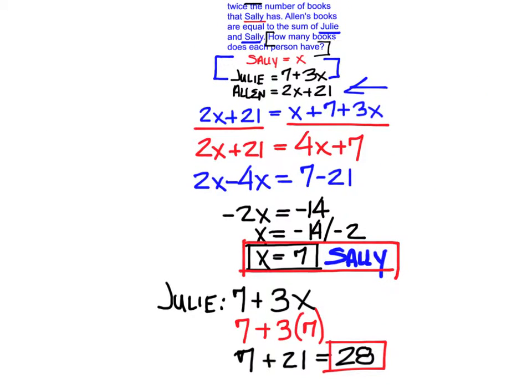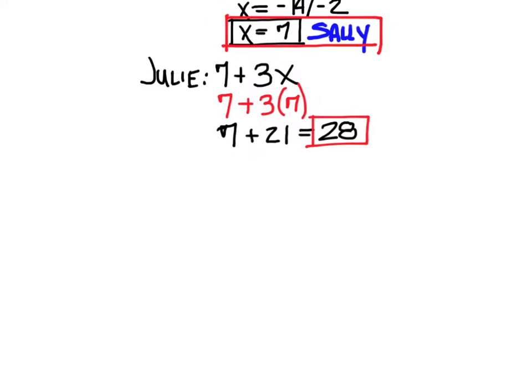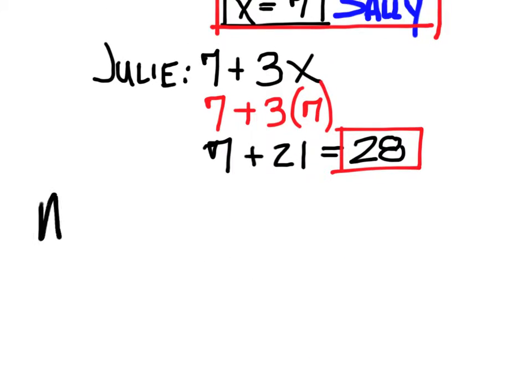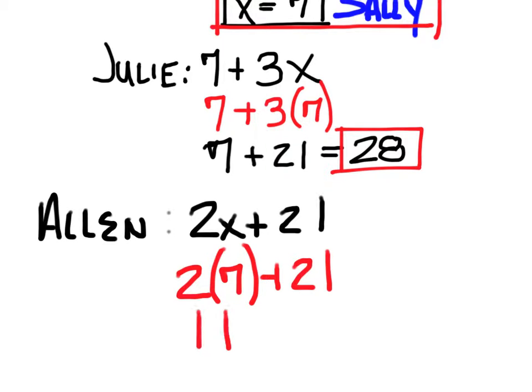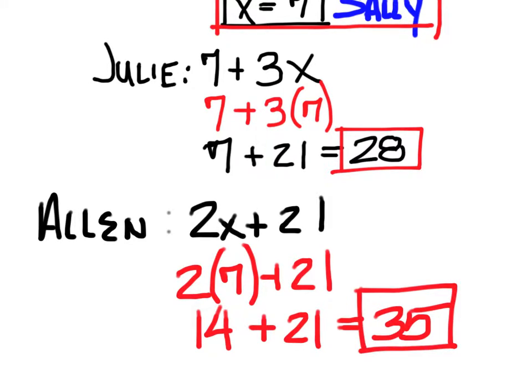Alan is 2x plus 21. So put in a 7 for x and then evaluate. Alan ends up with 35 books.